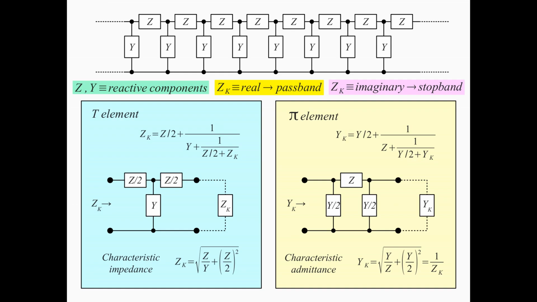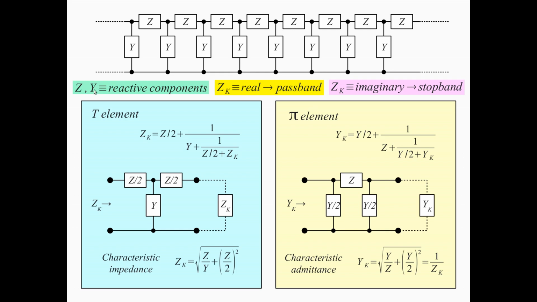So we do that using networks of many reactive components. Here in the simplest form, we arrange these reactive components into a ladder. So these are actually called also ladder filters, where we have series branches here denoted by their impedance Z, and parallel branches denoted by their admittance Y.